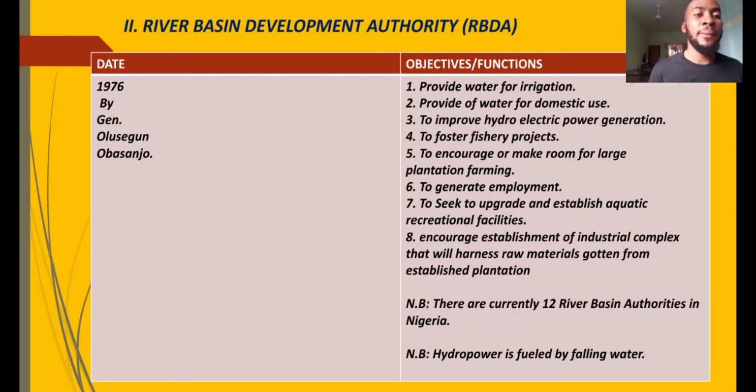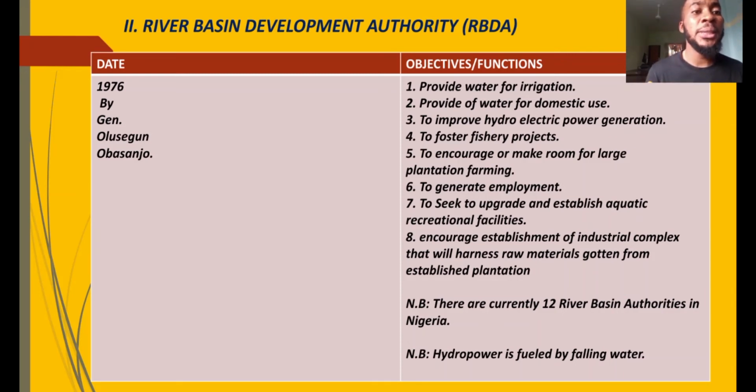Number 5, to encourage or make room for large plantation farming. When there is no water supply, it's very hard to engage in large-scale production. But when there's provision for water, farmers could easily engage in large-scale production for commercial purposes. So this program had it as a duty to provide water for large-scale farming.